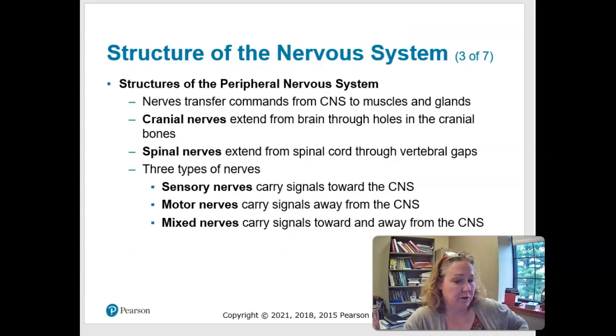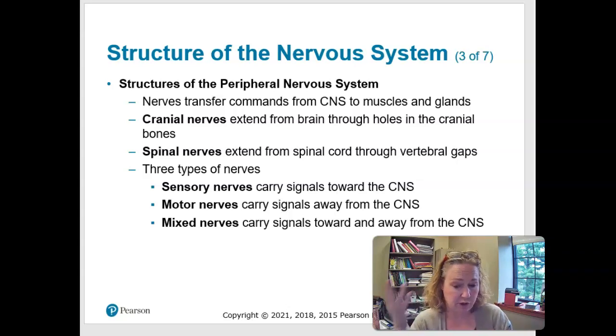Okay, structures of the peripheral nervous system, cranial nerves, spinal nerves. Don't worry, I'm not going to make you memorize these. Sensory nerves carry signals towards the central nervous system. Motor nerves carry signals away from the central nervous system. So your fingers touch the hot stove. It sends a signal to your nervous system. Now your motor nerves move your hand away, right? Some mixed nerves can carry things back and forth, but sensory senses.